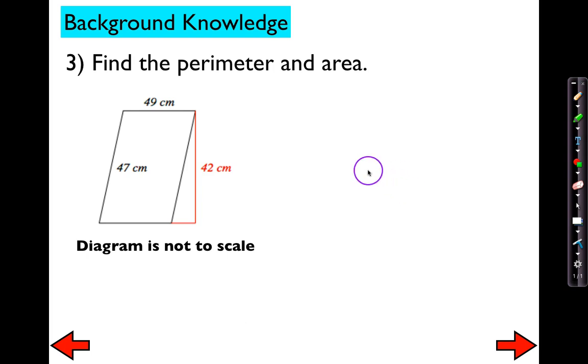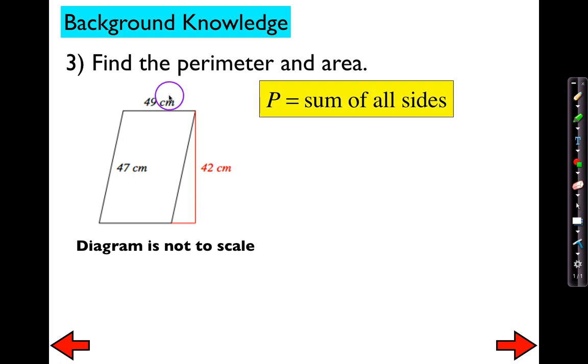For number 3, it says now to find the perimeter and the area. First, let's take care of perimeter. Perimeter is basically the sum of all sides. What I like to think of is, if I was running around the perimeter of a certain shape, I'd ask myself, how far did I run? So for example, if here is the shape, the black outline, this is the shape. If I was running this course, how far am I running?